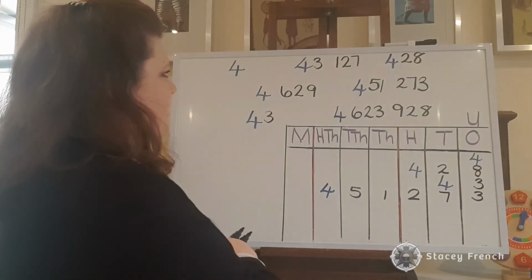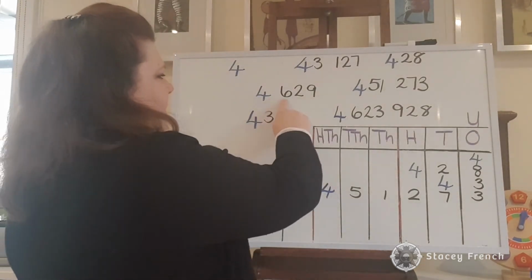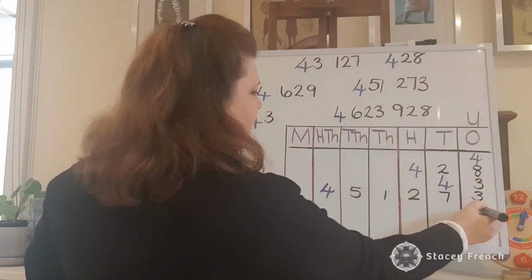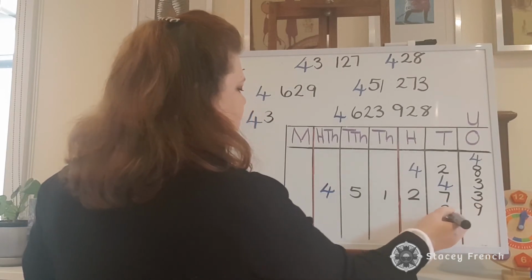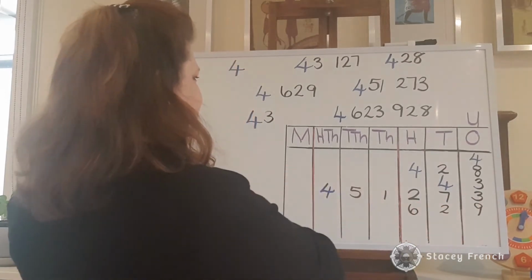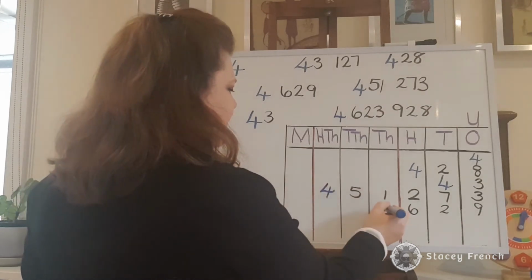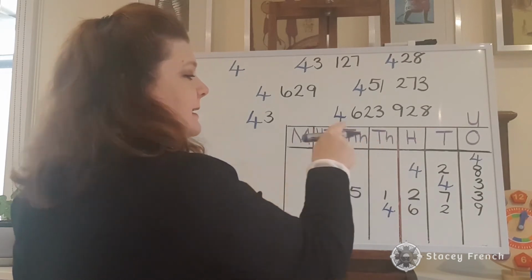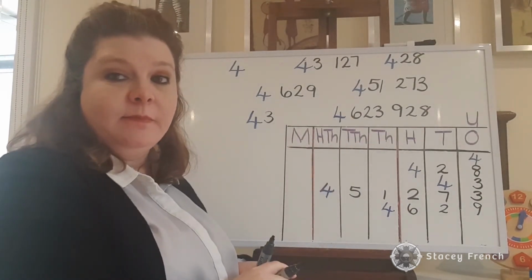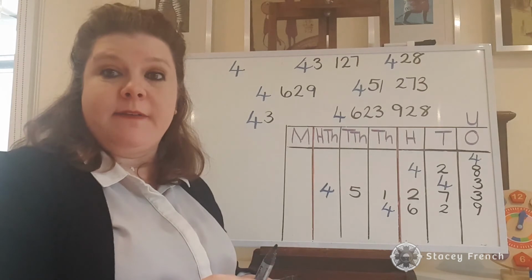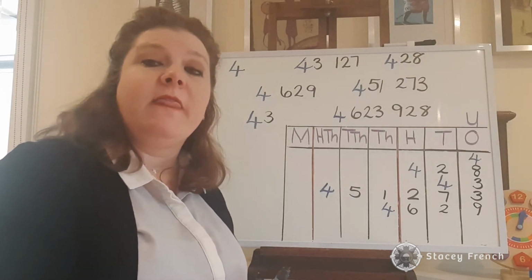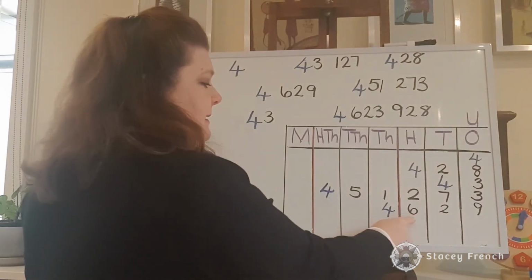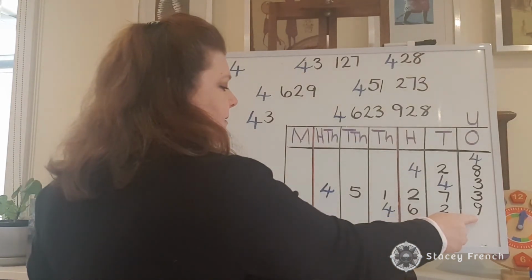Let's try another one. What about 4,629? Starting at the end, fill in your numbers. 9, 2, 6, and the 4. If we take the 4 up, we can see it's in the thousands column. That means the 4 has a value of 4,000. 4,629.